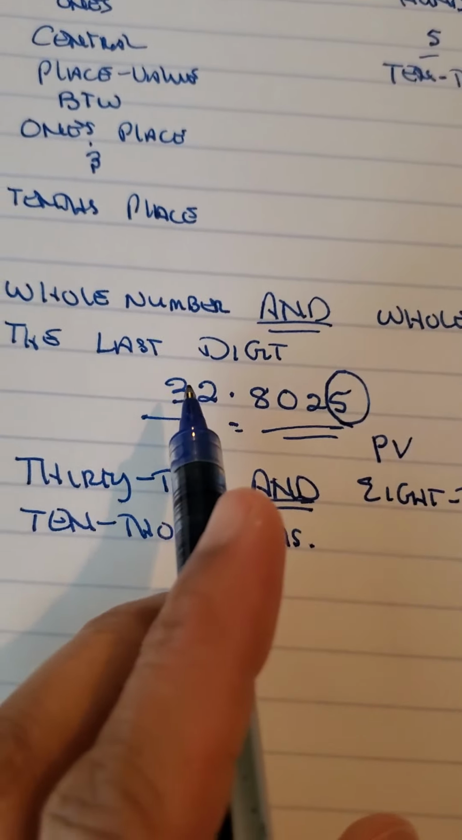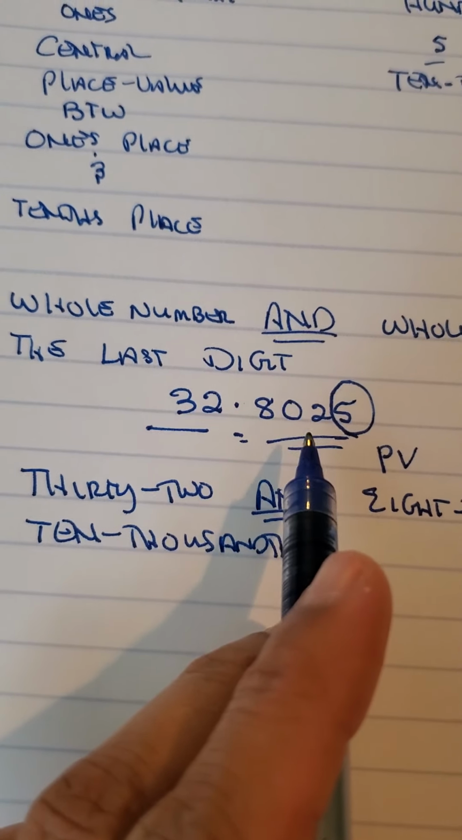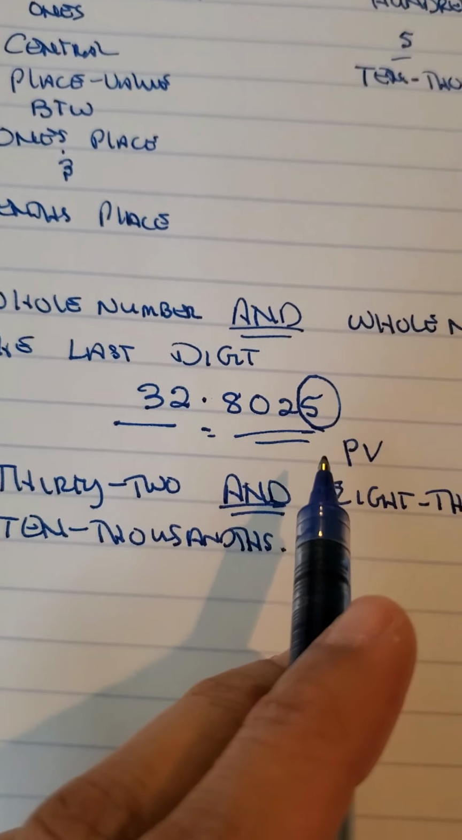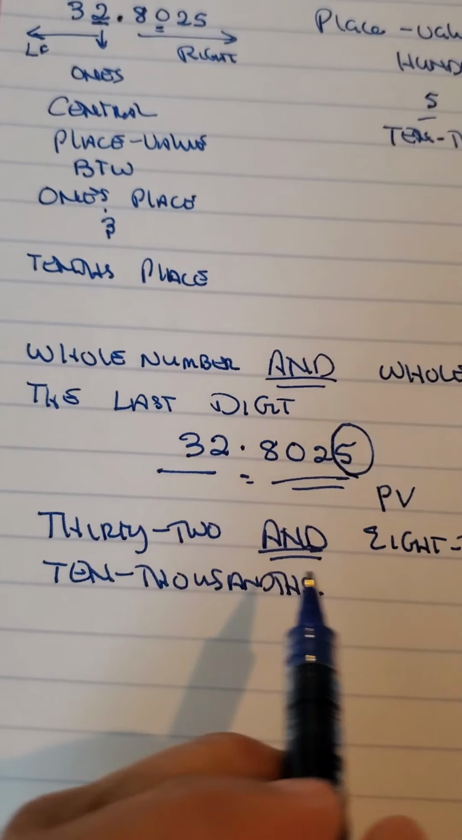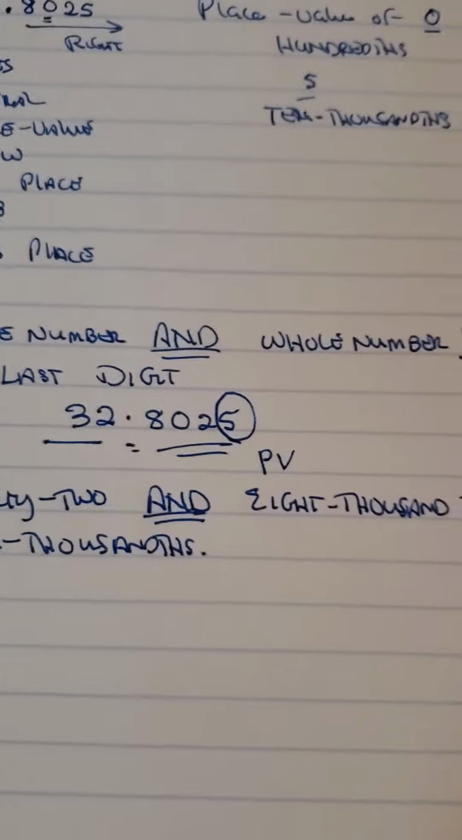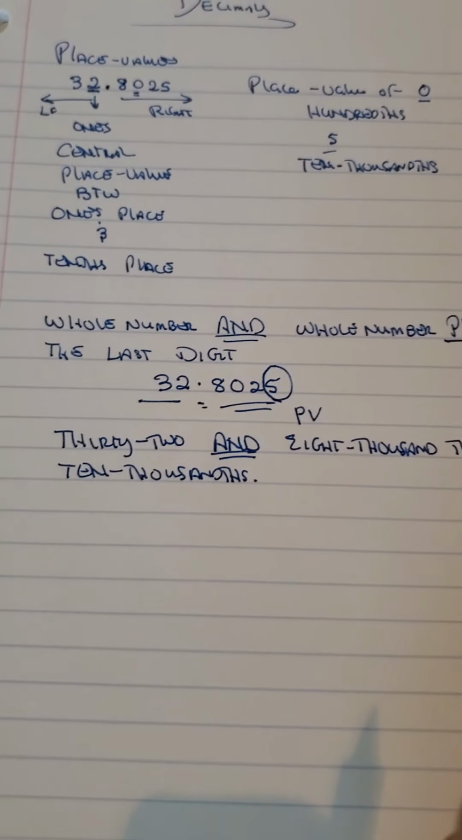So this is not just 32.8025, you wonderful up and coming mathematicians. This is 32 and 8,025 10,000ths. That's how you would write it on a check.